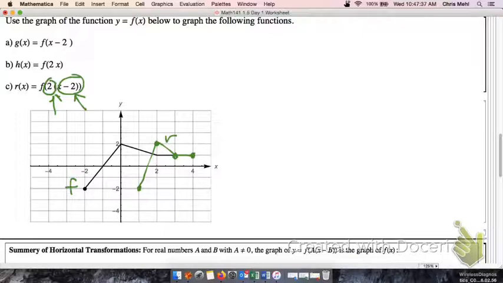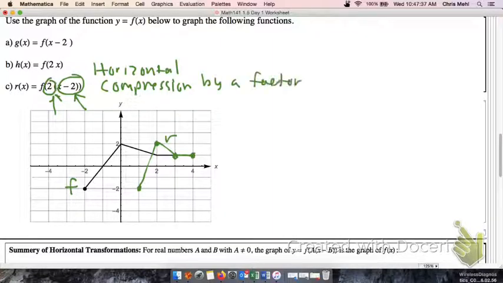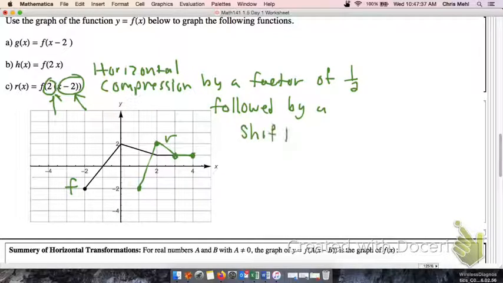So this function is a horizontal compression by a factor of 1/2, followed by a shift right 2 units. Okay.